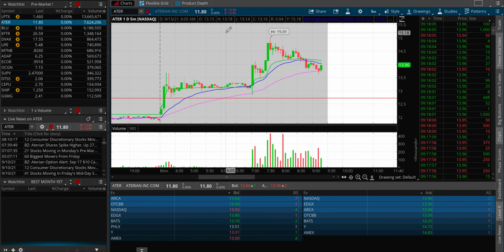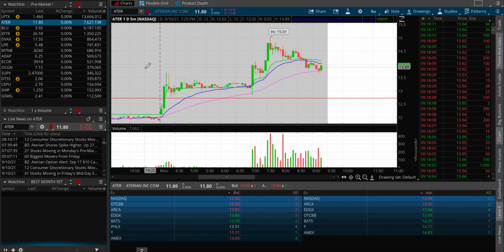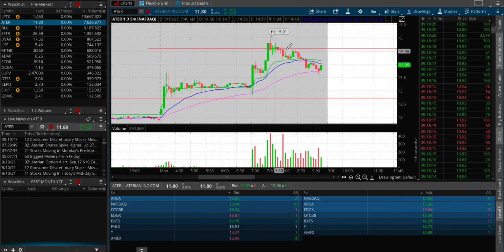Then we have ATER. We actually traded this one this morning in the pre-market session. So let's start here first because we see a lot of consolidation at this level and then a rejection. So that's 14.6 is that key level, 14.8 as well. Then we have this one.